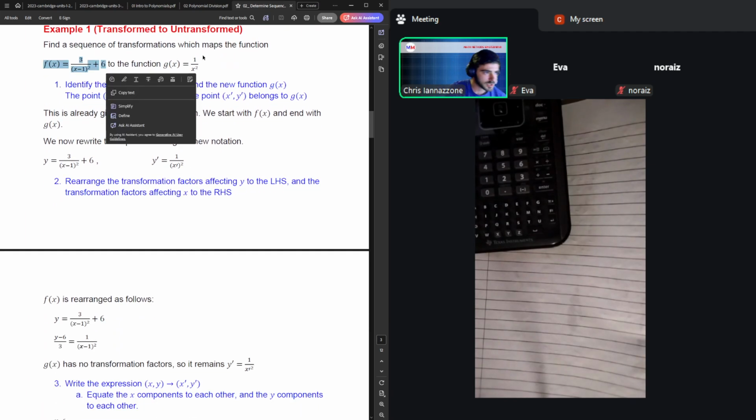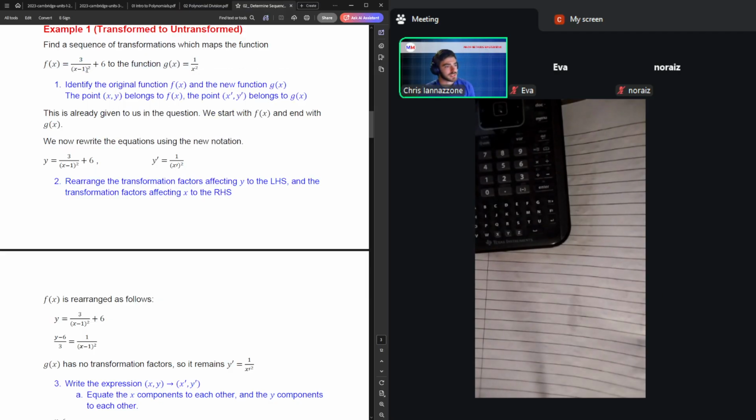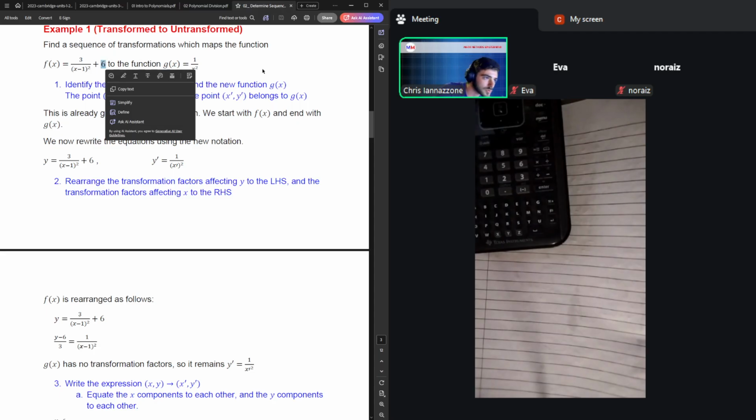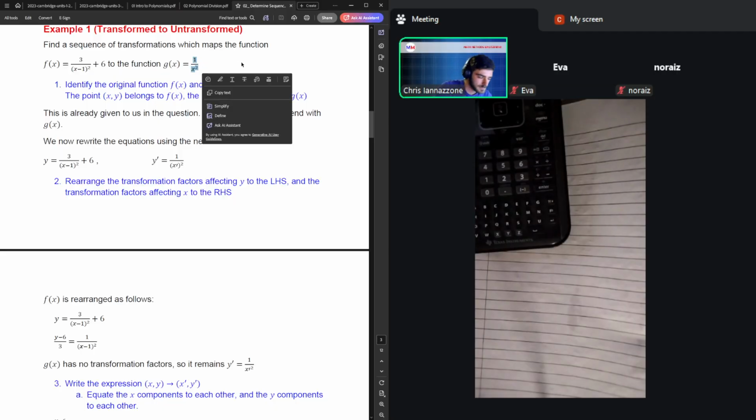Okay, so we're trying to go from f to g. In this case, we can see that f has a decent amount of transformations on it. It's got a dilation factor, it's got a horizontal shift by 1 and a vertical shift by 6. And well, this is just a basic truncus. It's got nothing on it.